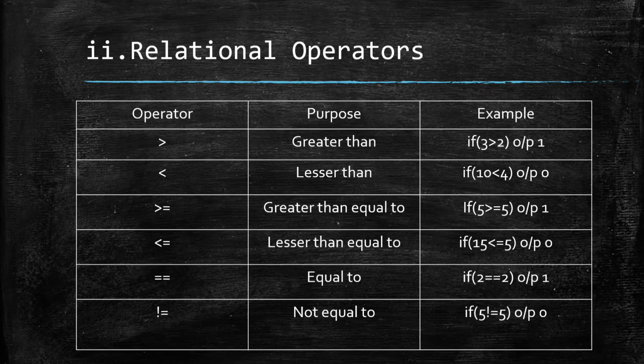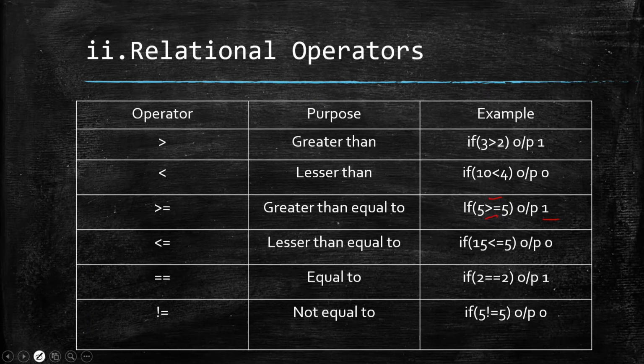Fine. Our next operator is greater than or equal to. The example says if 5 greater than or equal to 5. So here we are having two operators, right? First it checks for the greater than symbol. Is 5 greater than 5? No, the condition is false. But is 5 equal to 5? Yes, it's true. So the output is true. That's how greater than or equal to works. Fine.